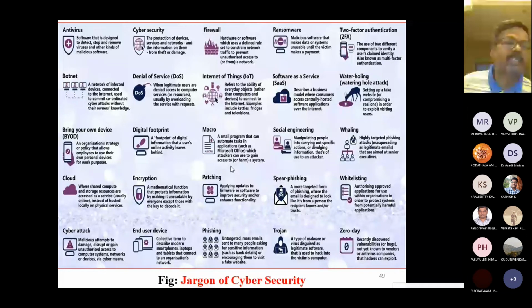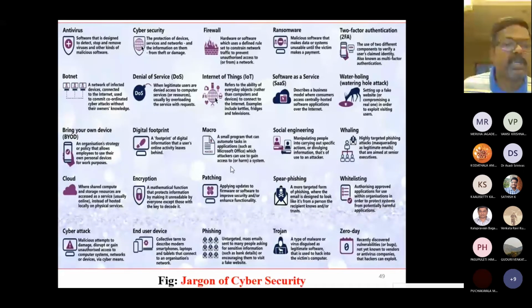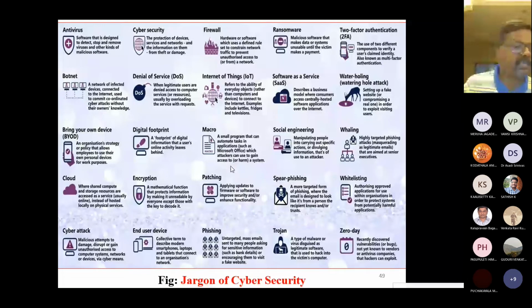Then botnet. A botnet is nothing but a network of infected devices connected to the internet used to commit coordinated cyber attacks without their owner's knowledge. Then denial of service, that is called DoS, when legitimate users are denied access to computer services, usually by overloading the service with requests. Internet of Things is nothing but a collection of all real-time objects in a network.